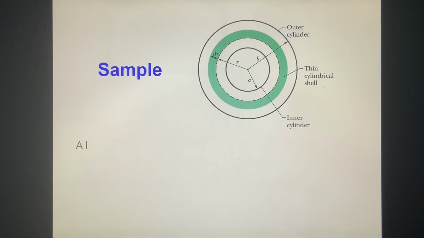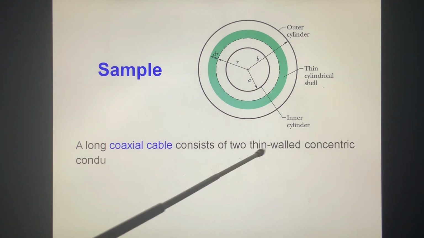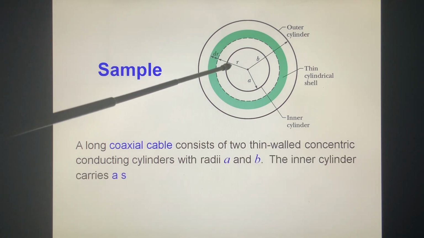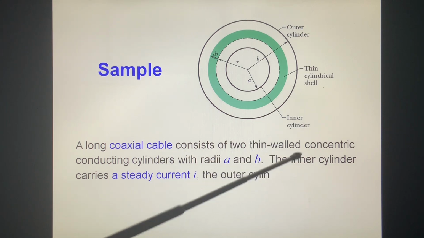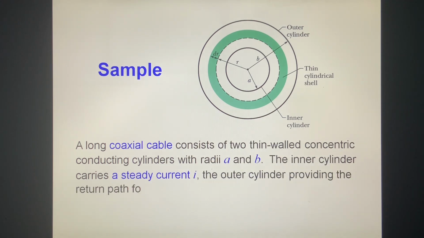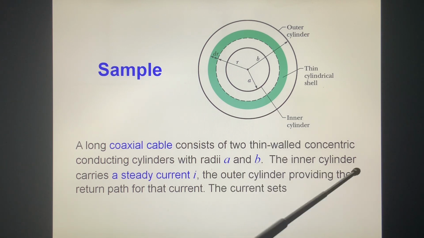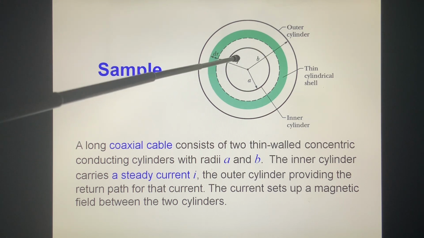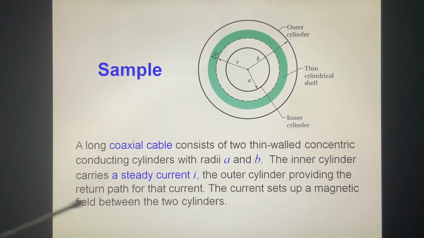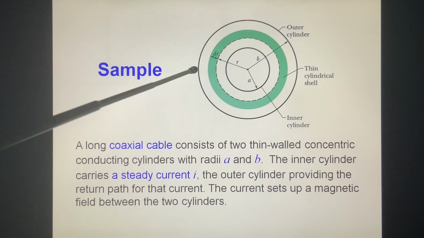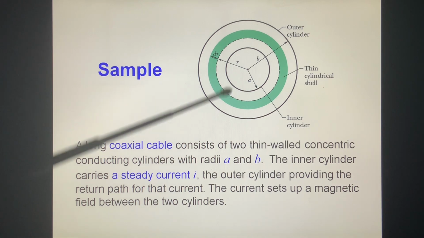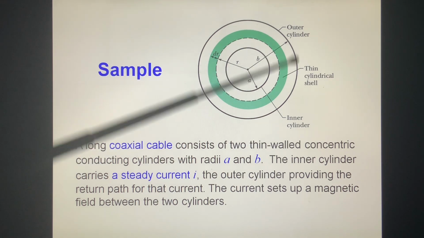Sample. A long coaxial cable consists of two thin-walled concentric conducting cylinders. Now, this is one, this is two. They are concentric. The inner cylinder carries a steady current I. The outer cylinder provides the return path for that current. The current sets up a magnetic field between the two cylinders. Now this is between the two cylinders.